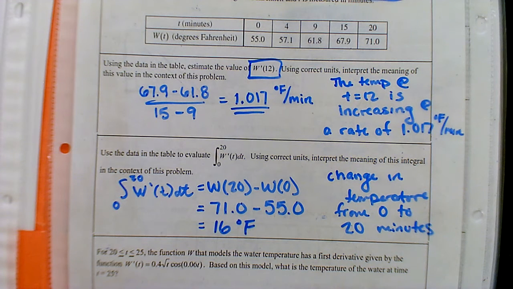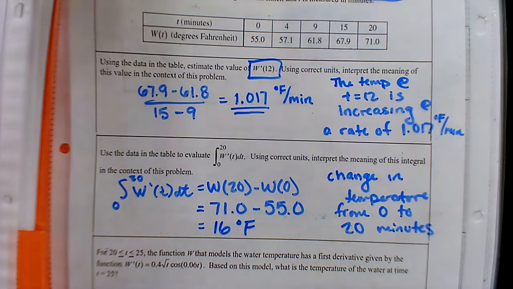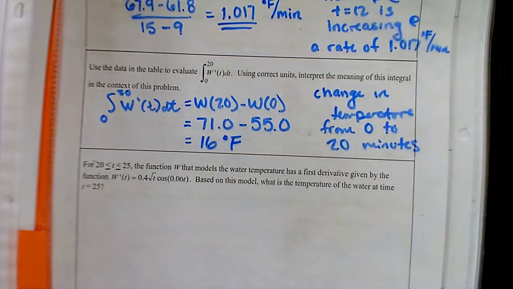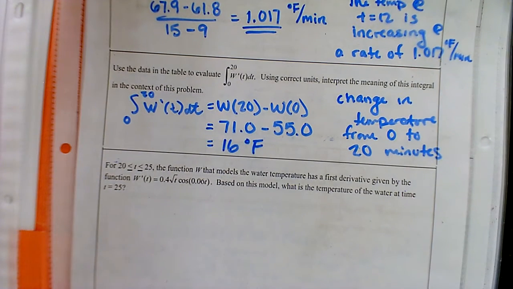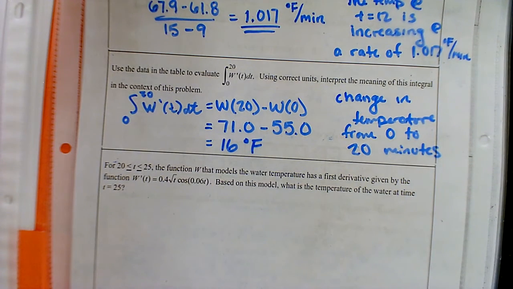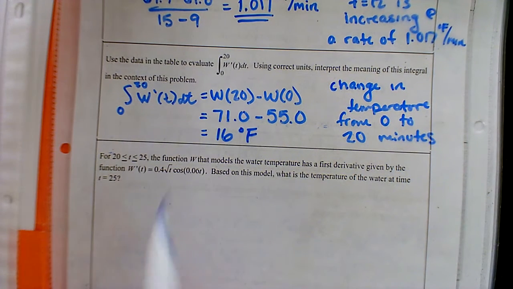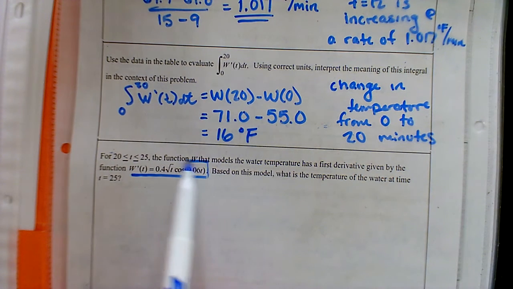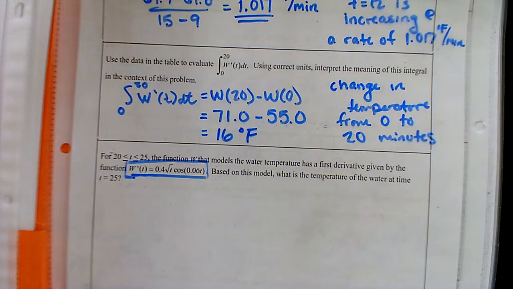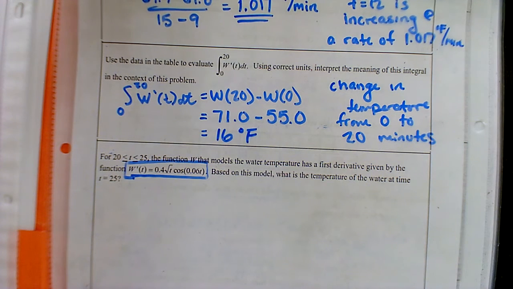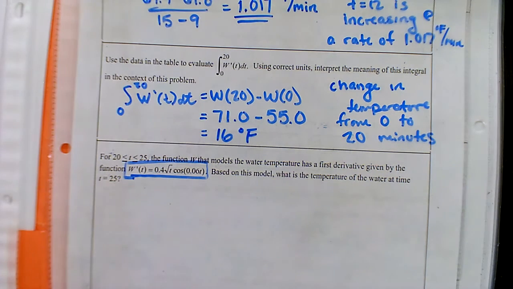Right, so when you're talking about a derivative, you're talking about a rate. When you're talking about an integral, you're talking about change. Okay, two things that we're eventually going to sink into our heads throughout the rest of this unit. Let's try the last one. For 0 to 25 interval, the function w that models the water temperature has a first derivative given by this function. Holy cow, is that crazy? Based on this model, what is the temperature of the water at time 25?